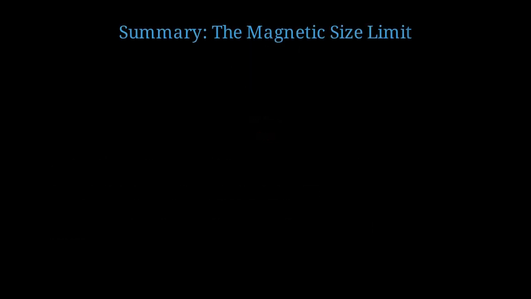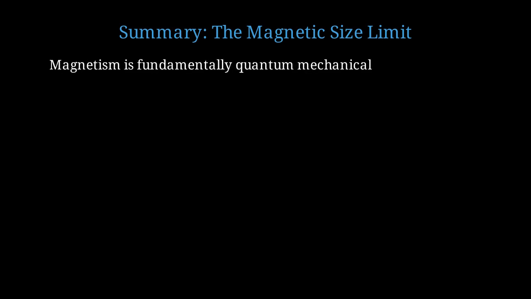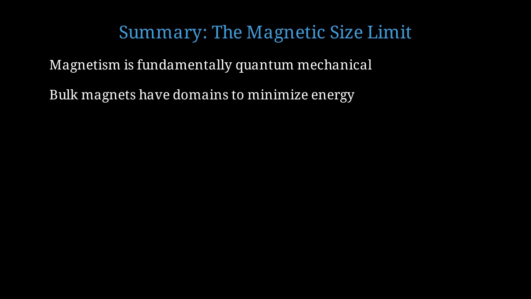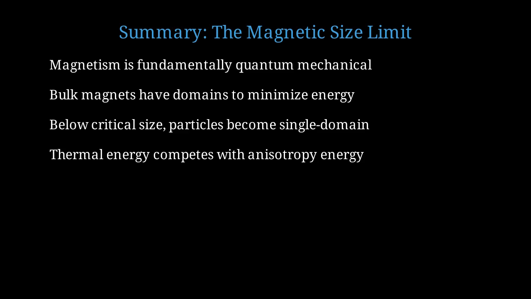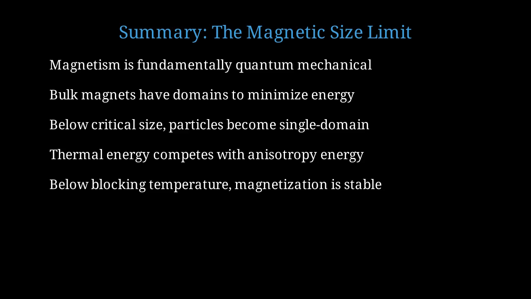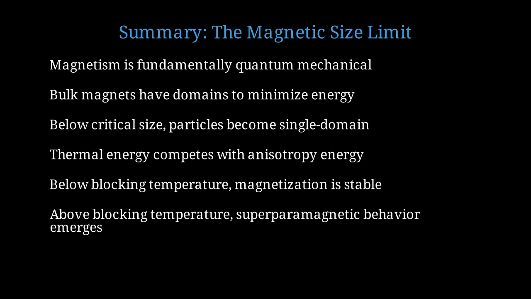Let's summarize the key points about the magnetic size limit. First, magnetism originates from quantum mechanical electron spins in atoms. Bulk magnets form multiple domains to minimize their total magnetic energy. Below a critical size of tens of nanometers, particles cannot support domain walls and become single domain. At small sizes, thermal energy becomes comparable to the anisotropy energy barrier. Below the blocking temperature, magnetization remains stable in one direction. Above the blocking temperature, the particle enters the superparamagnetic regime, with rapidly fluctuating magnetization.